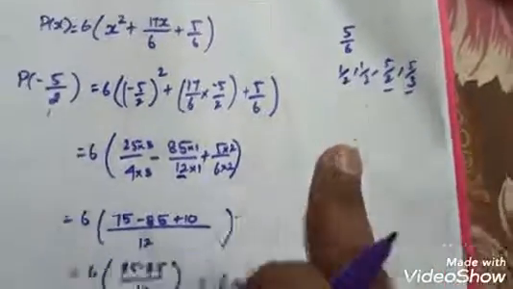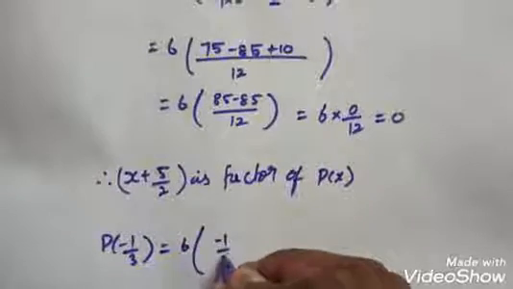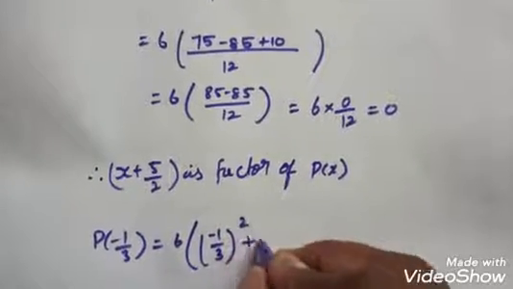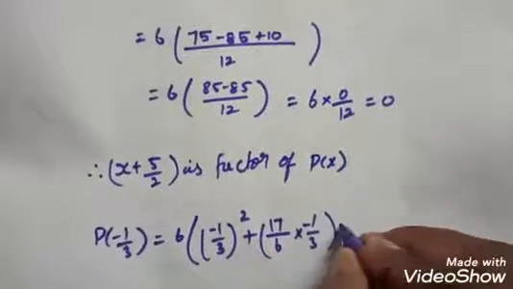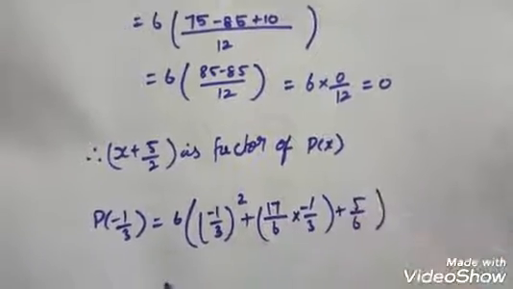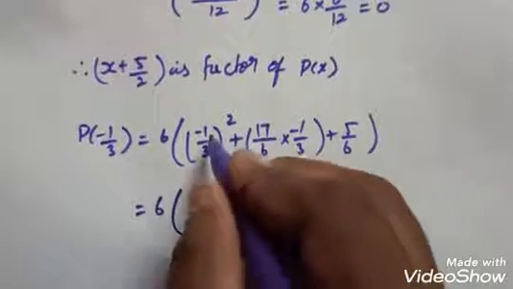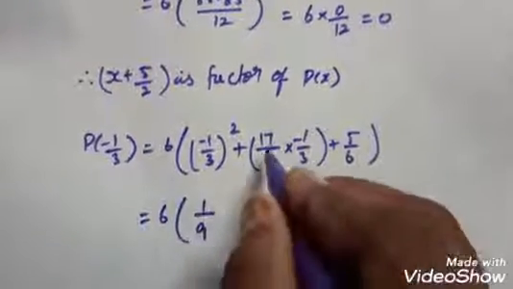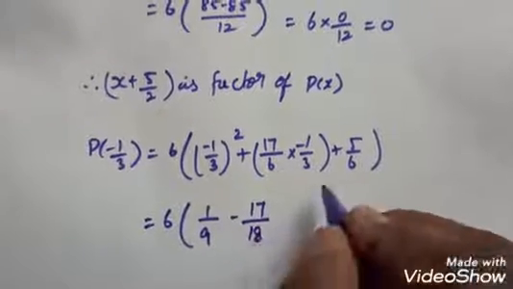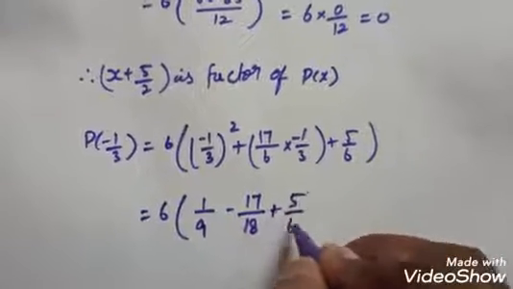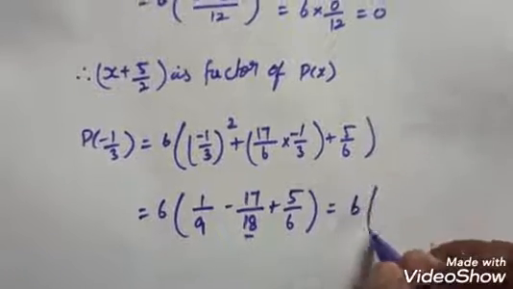So first I take 1 by 3. So minus 1 by 3, 6 into minus 1 by 3 whole square plus 17 by 6 into minus 1 by 3 plus 5 by 6, which is equal to 6 into 1 by 9 minus 17 by 18 plus 5 by 6, which is equal to, I will take 18 as the LCM.